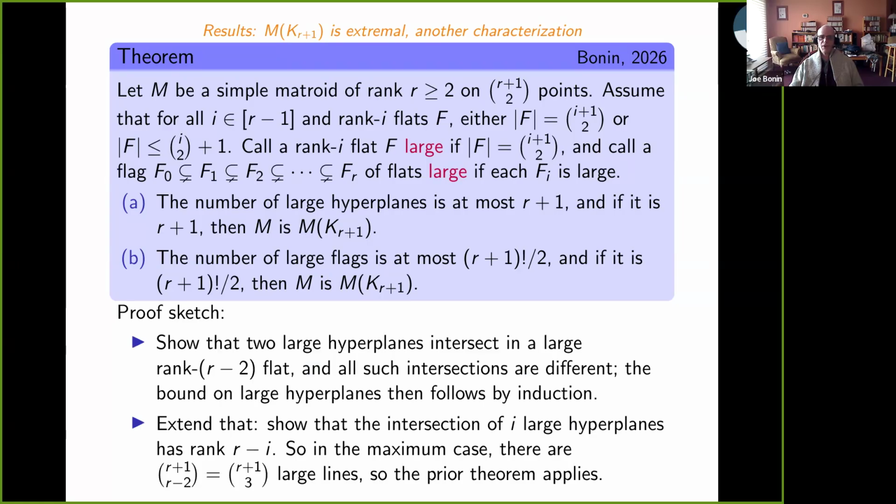And a quick sketch of the proof of this. It's, again, a lot of counting, just showing that the intersection of two large hyperplanes has to be a large flat of rank r minus 2, and all of those intersections are different. Once you check that, then you can get this bound on the number of large hyperplanes inductively. But then you can also iterate that. Well, what about the intersections of those? And that winds up telling you how many large lines you have, and so the previous result applies. So that's how that one is proven.